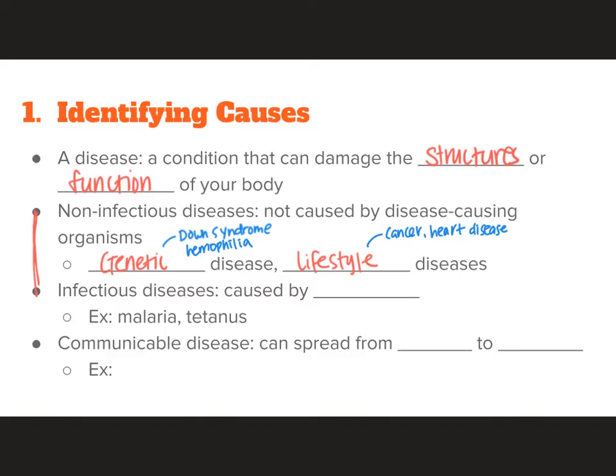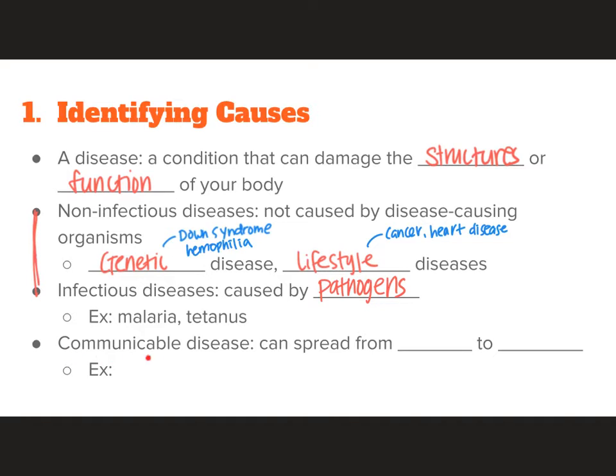Now, infectious diseases are caused by pathogens such as bacteria, protists, fungi, viruses, the things that we've talked about from our last lesson. So for example, we have malaria and tetanus, and some of these diseases are going to be infectious but not communicable, which means, for example, if you get malaria, you're not going to spread that to a person living next to you.